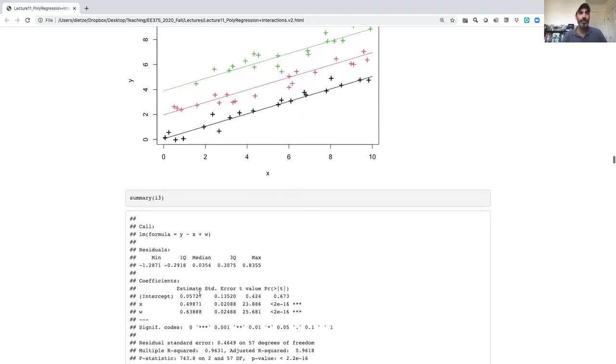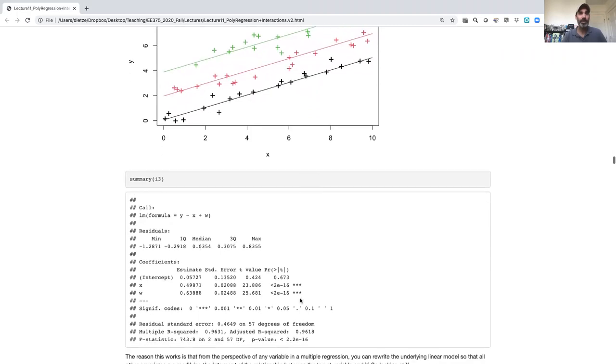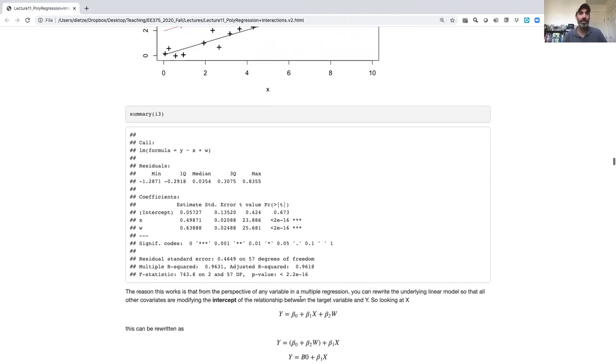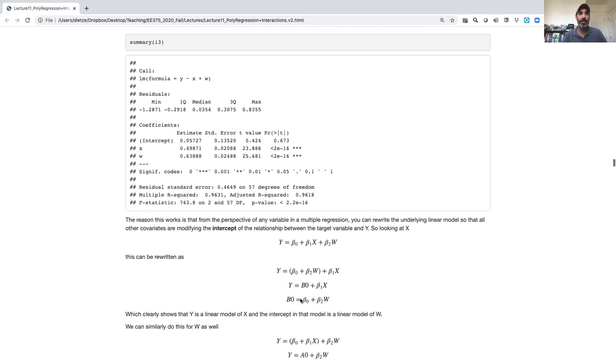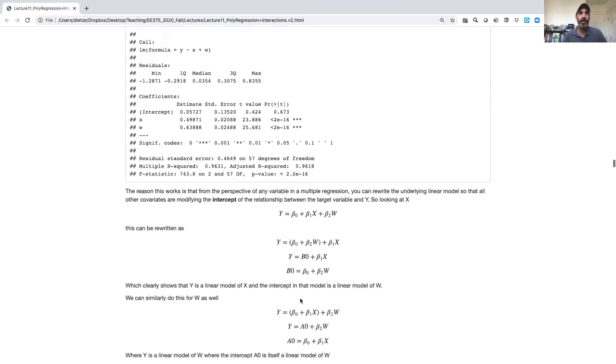So if we go down, we can look at the summary. We see both X and W are highly significant. And we can look here at some of the math. Here is what our regression model looks like: Y with an intercept and then the slope for each of X and W.